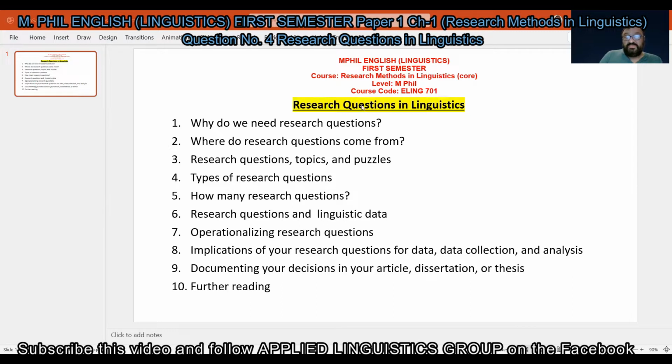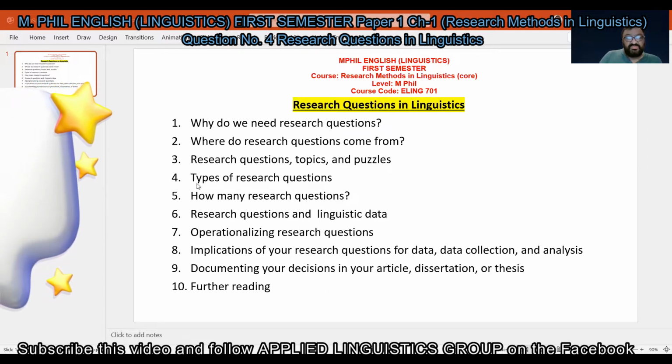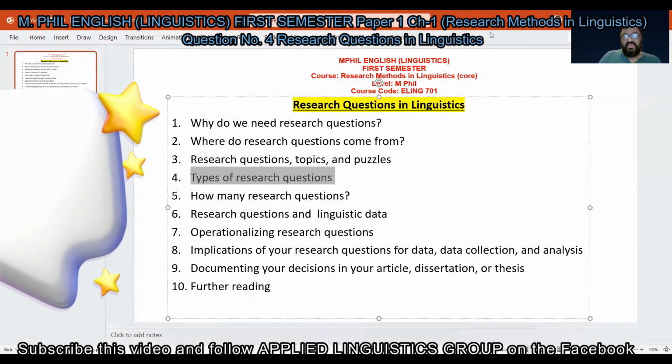Types of research questions, research questions in linguistics. The first chapter is research questions in linguistics. The first paper is research methods in linguistics, MPhil course code ELING 701. So three questions I have already discussed in my lecture 3. Now this is lecture 4 for MPhil English students, MPhil linguistics students: types of research questions. This is what I'm going to discuss today.